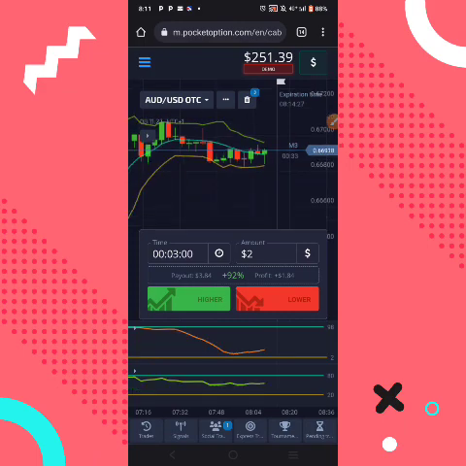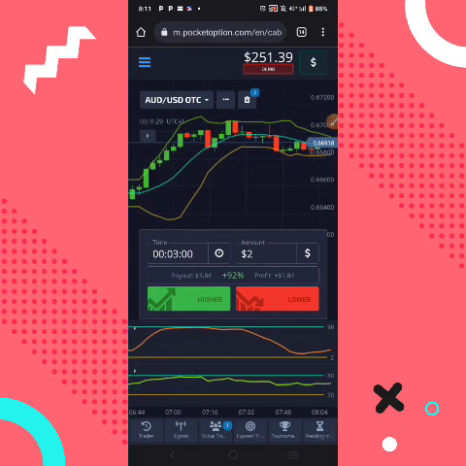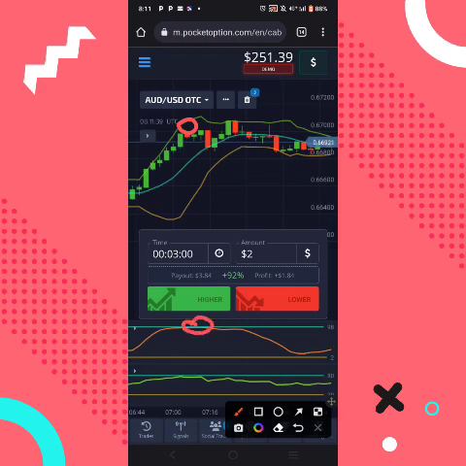Also, like in this case, when the candle is touching the upper Bollinger Band and the stochastic oscillator is touching overbought and the RSI is touching overbought, then the candle will reverse down. You can see here, the candle will reverse downwards.